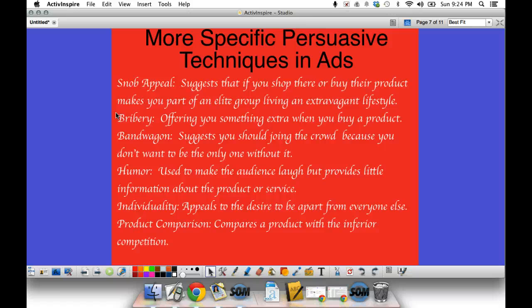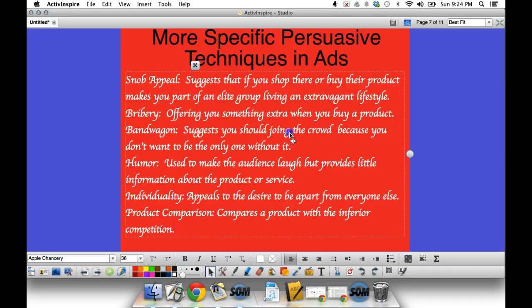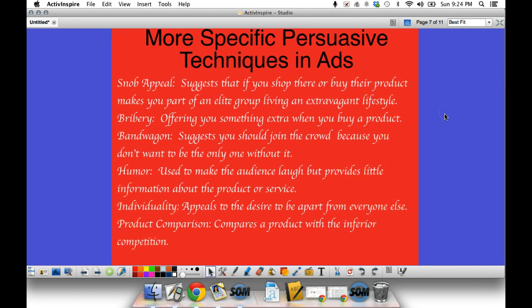A lot of tire companies: buy 3 tires, get the fourth one free. That's bribery. They're trying to trick you into coming in and actually buying something, even though it's probably not a good deal. Okay? Bandwagon. This suggests that you should join the crowd because you don't want to be the only one without a product. All the cool kids are doing it, so you should too. That's bandwagon.